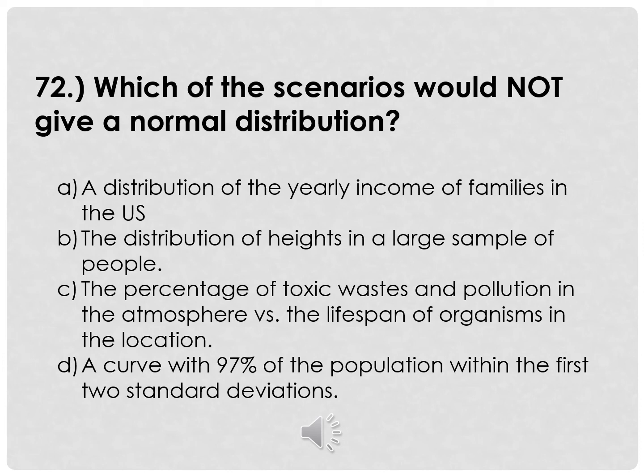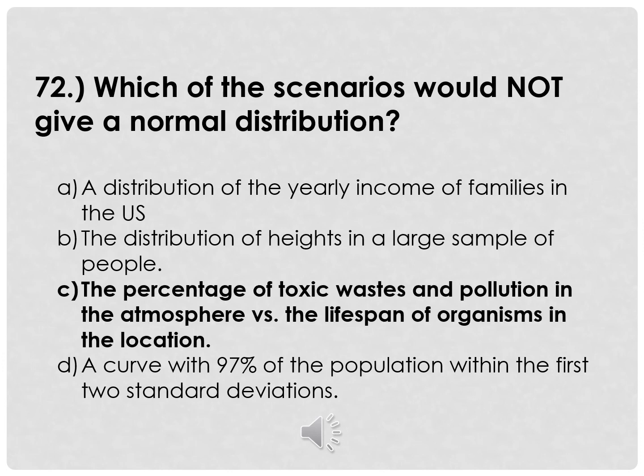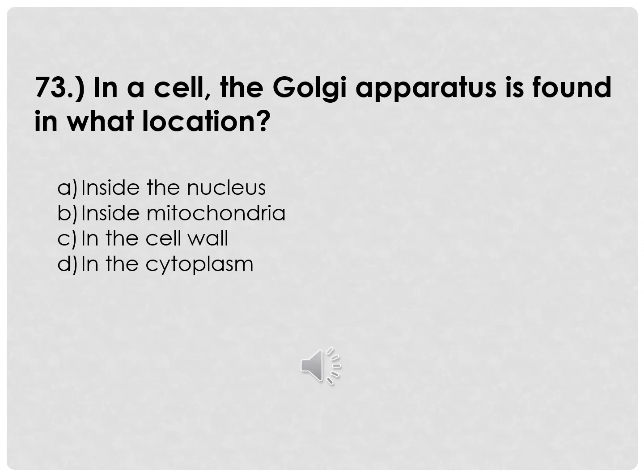not a normal distribution. In a cell, the Golgi apparatus is found in what location? It's definitely not found inside the nucleus, the mitochondria, or the cell wall, which leaves the cytoplasm. The correct answer is D. The Golgi apparatus is found in the cytoplasm.